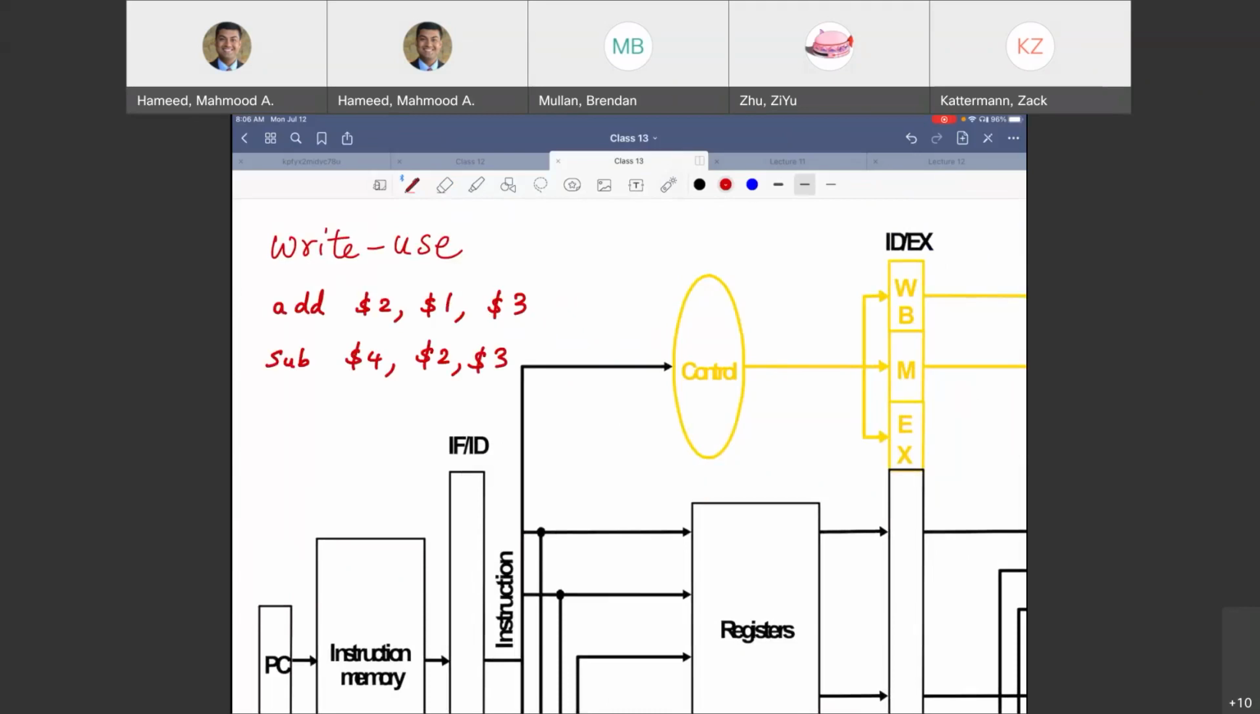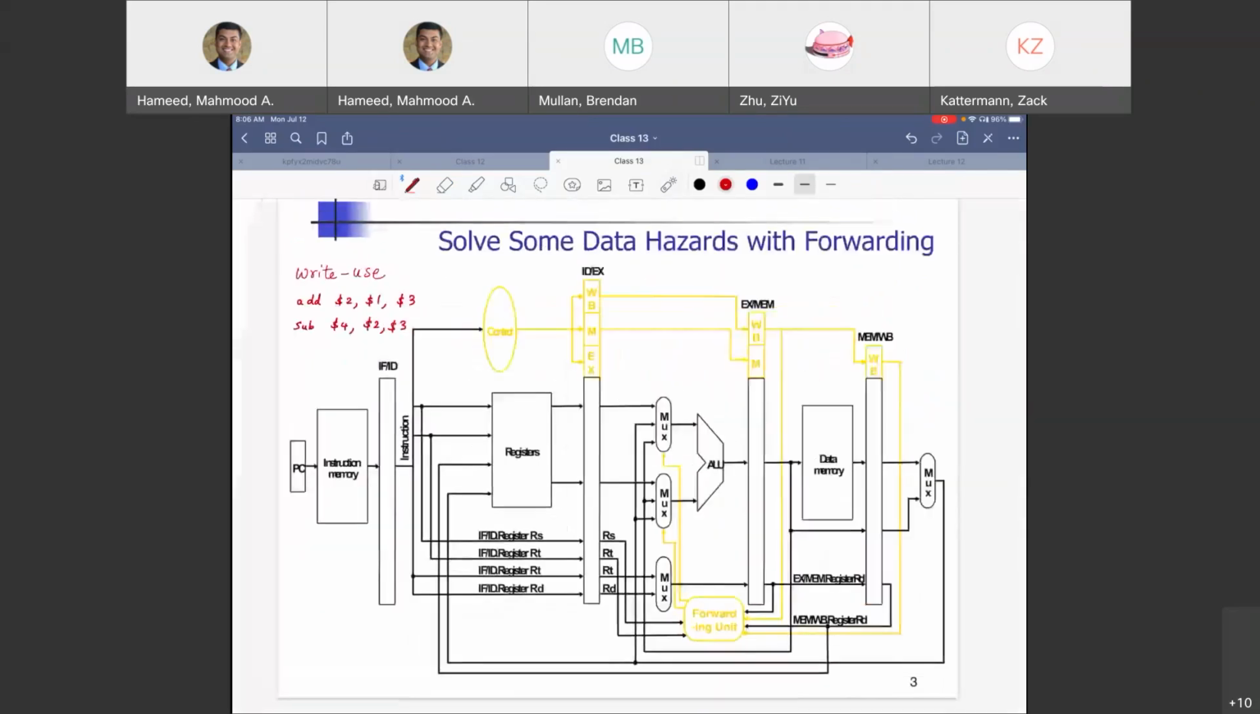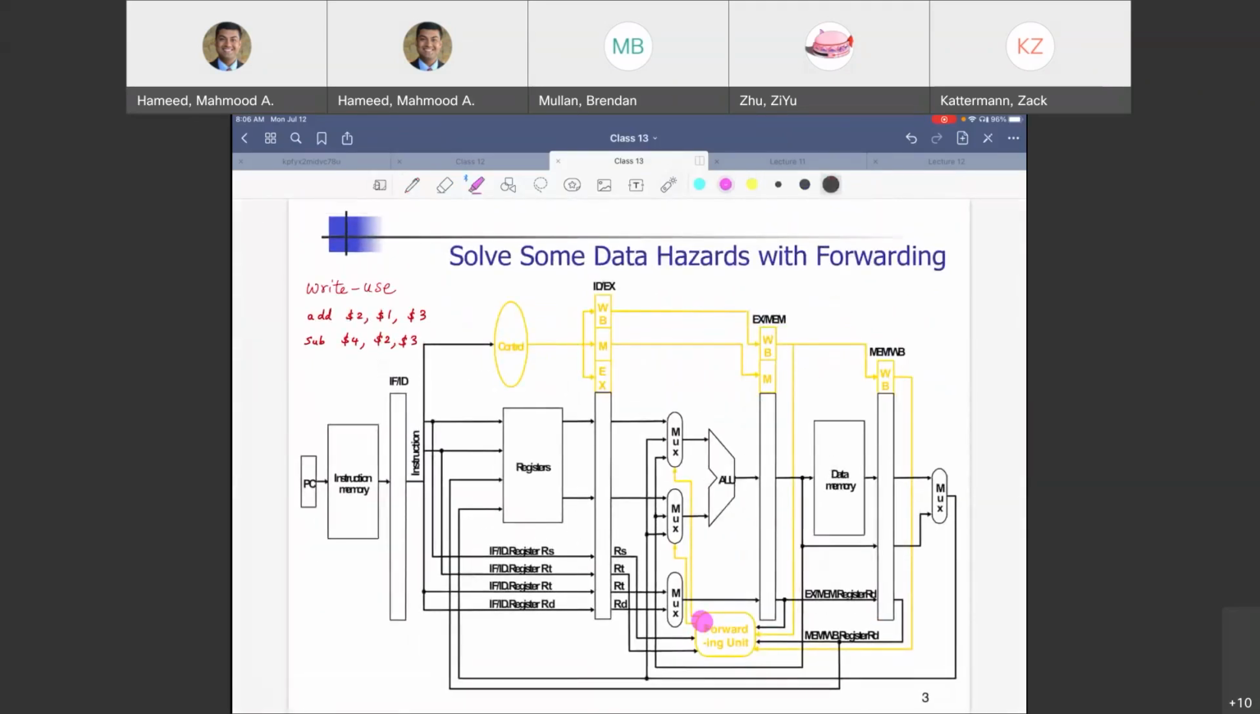We couldn't do this. But because we have a register forwarding unit, where is that? Right here. We are able to solve this problem. We are able to execute this, update our $2 register, and then immediately use it in the next instruction. We are able to do this correctly with this. So some problems were solved with register forwarding. However, load use hazard cannot be solved here.